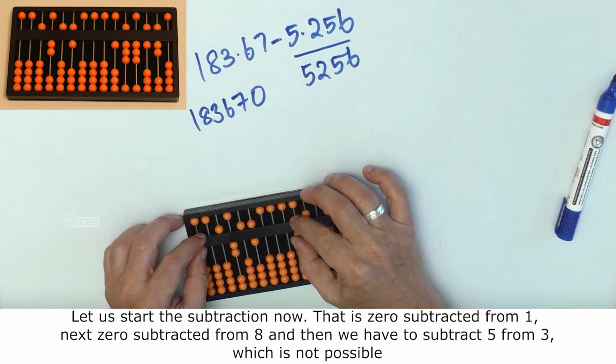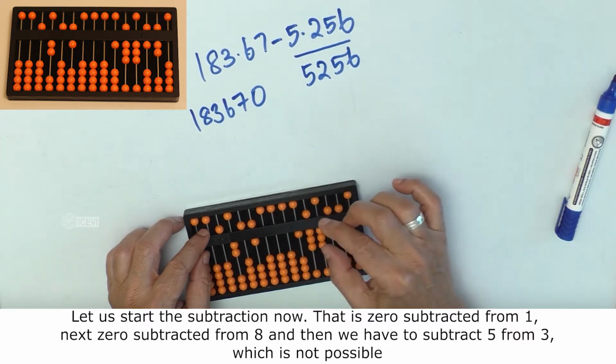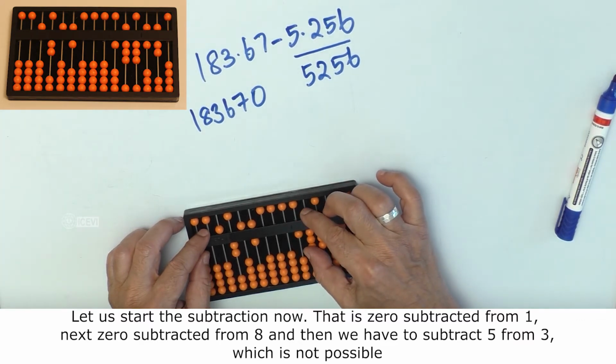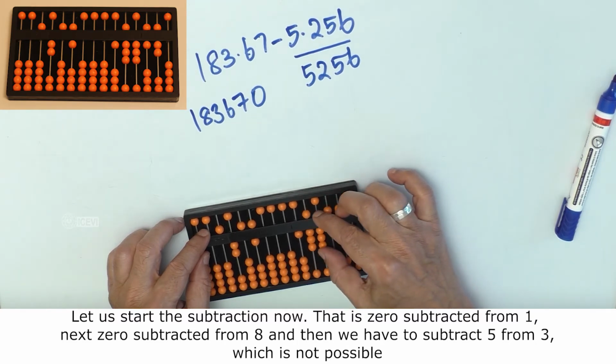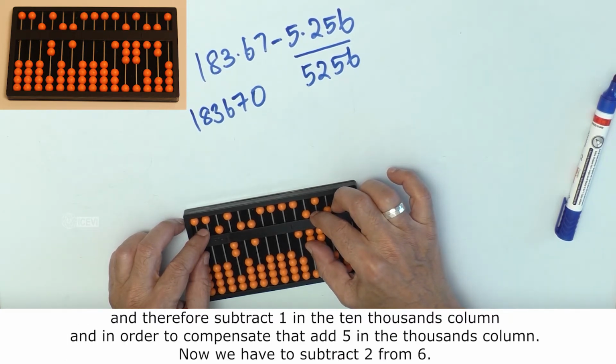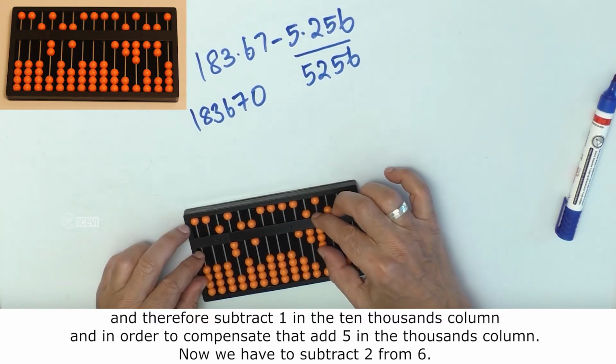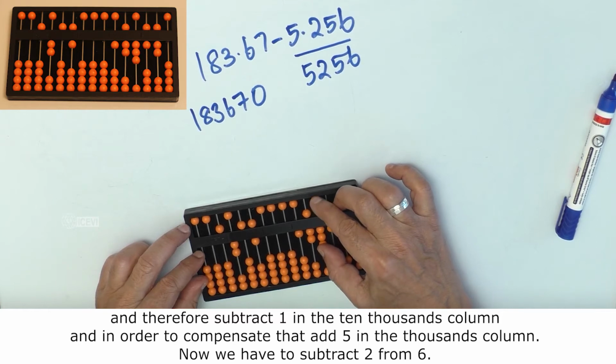Let us start the subtraction now. That is, 0 is subtracted from 1. Next, 0 subtracted from 8. And then we have to subtract 5 from 3, which is not possible. And therefore, subtract 1 in the 10,000s column, and in order to compensate for that, we add 5 in the thousands column.